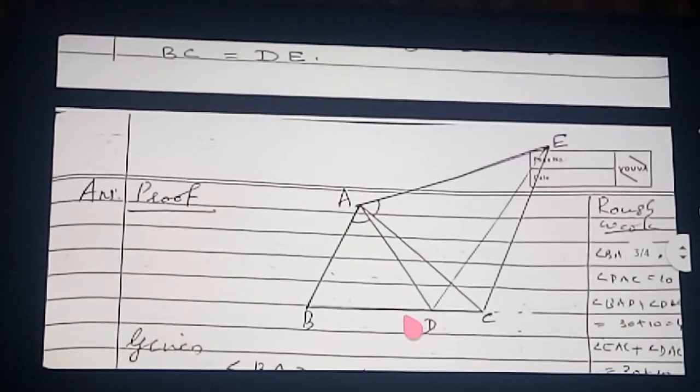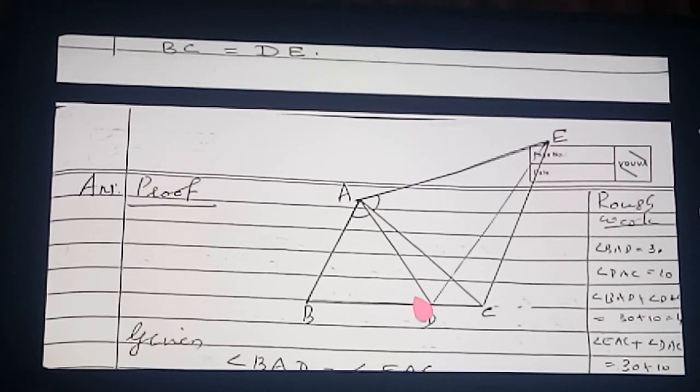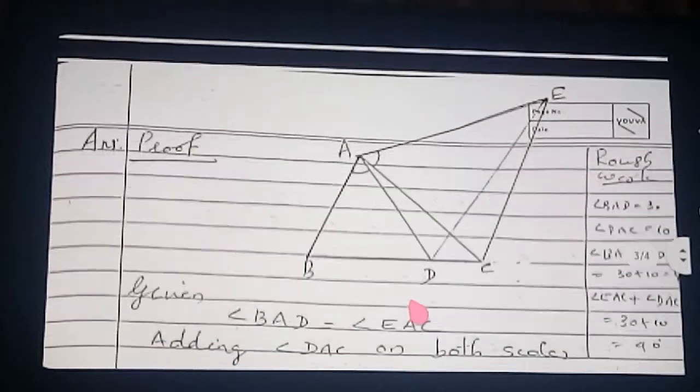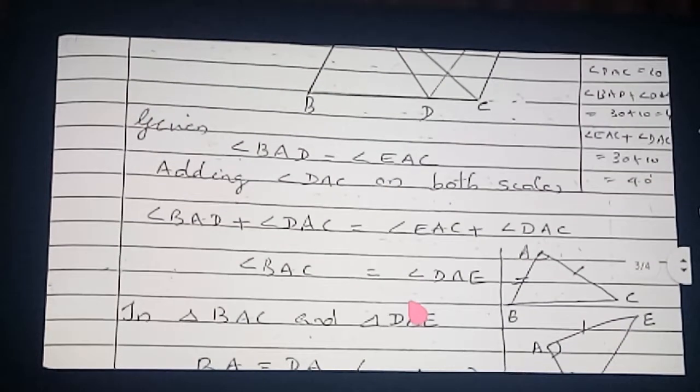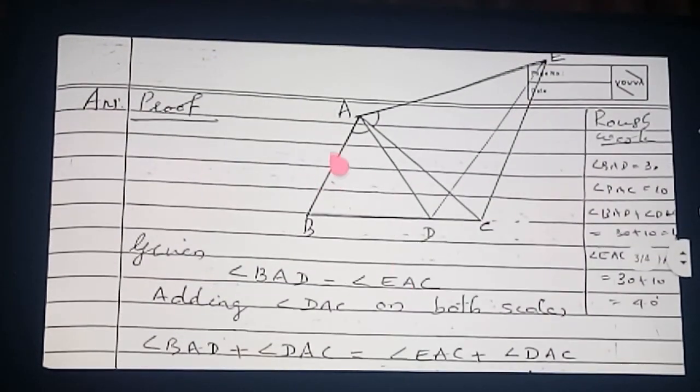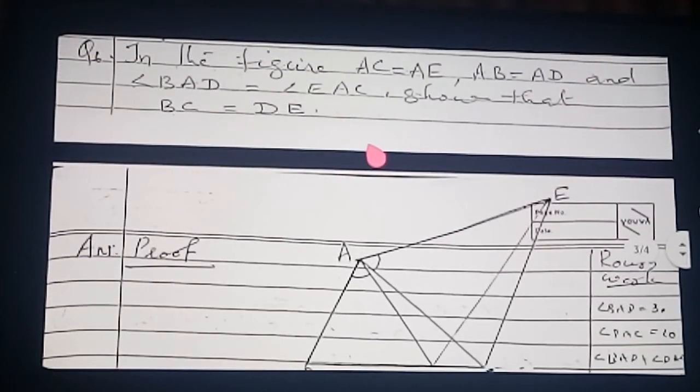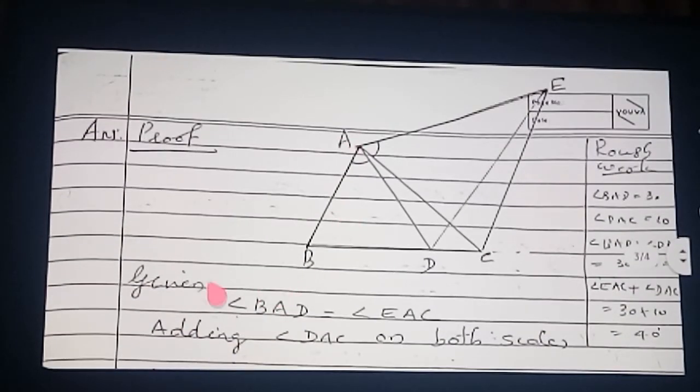See the diagram. You are not able to see the diagram properly this way, no? But all of you take your textbook also, then while scrolling you can see the question and the diagram also. Here actually you want to prove that BC equals DE. See here BC is one side, and DE is on which side? D is this one.